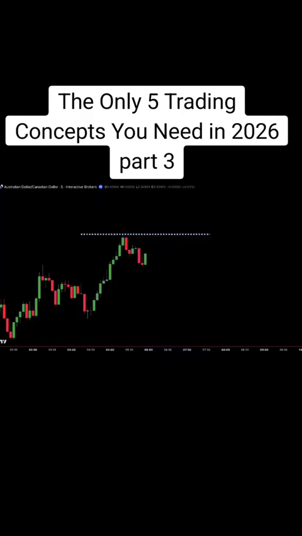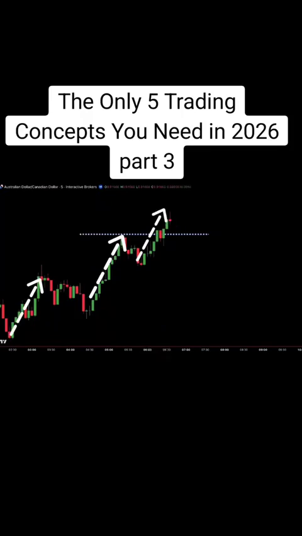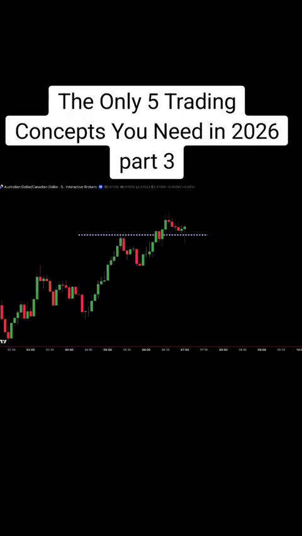In this uptrend, price moves in cycles. A strong, impulsive move upward, followed by a retracement. You do not enter during the impulsive move. You wait for the retracement, because that's where low-risk entries are created.